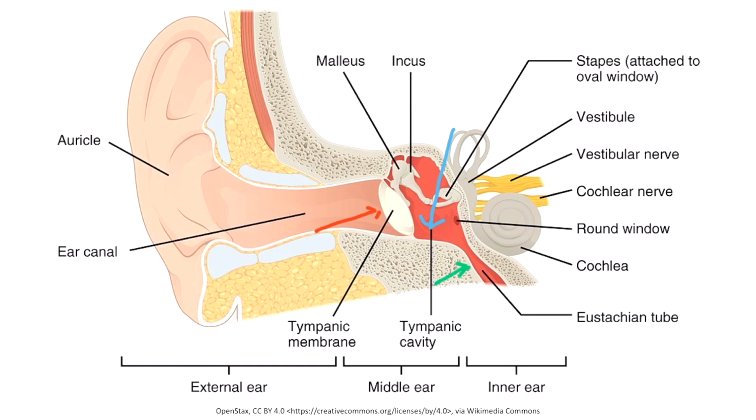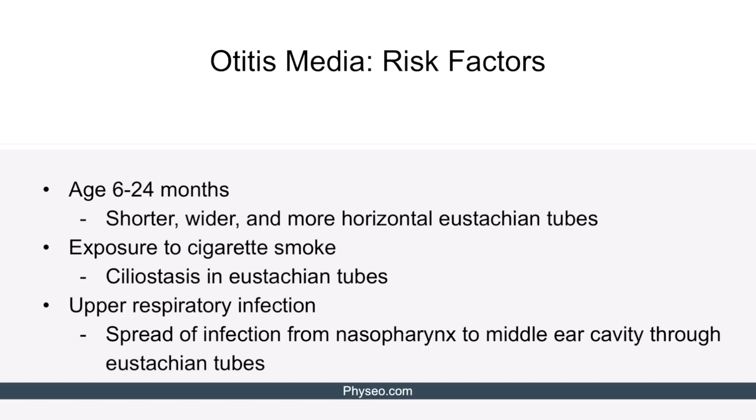As mentioned previously, it is the inflammation of the tympanic membrane and the middle ear cavity that is called otitis media. Let's talk about the risk factors for otitis media. Acute otitis media is most prevalent in children from 6 months to 24 months. This is because children within this age range have shorter, wider, and more horizontal eustachian tubes compared to older children and adults. Therefore, the bacteria can easily ascend into the middle ear cavity through the eustachian tubes.